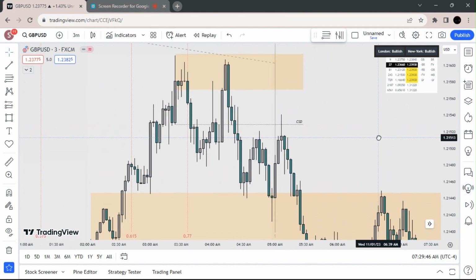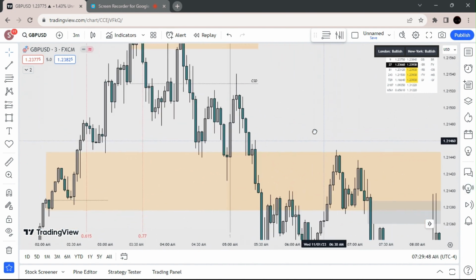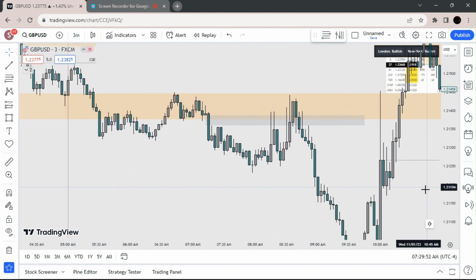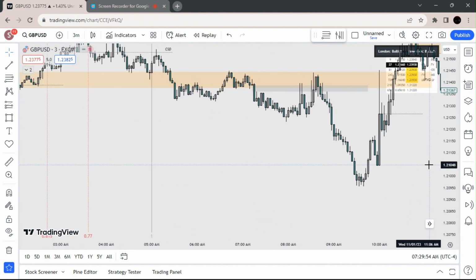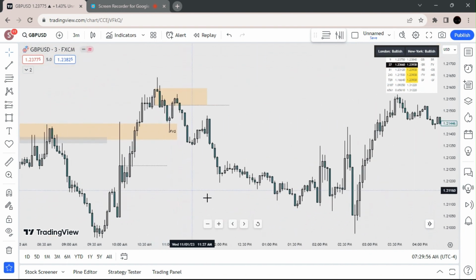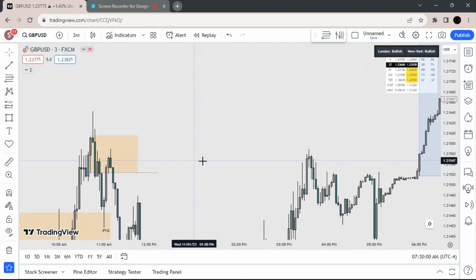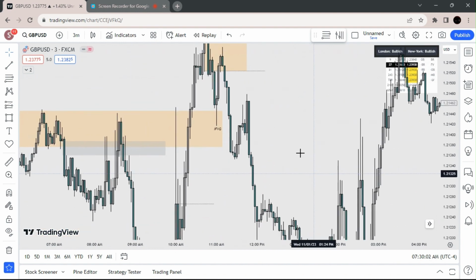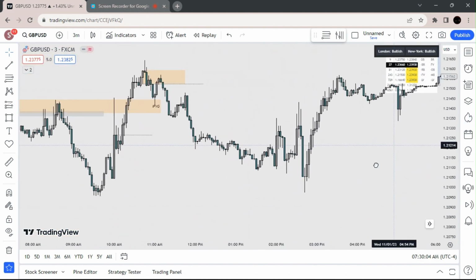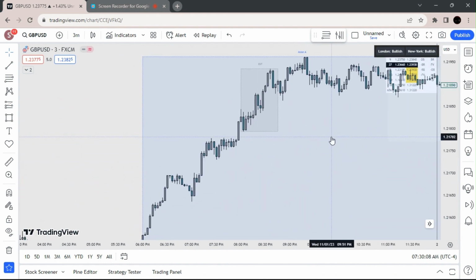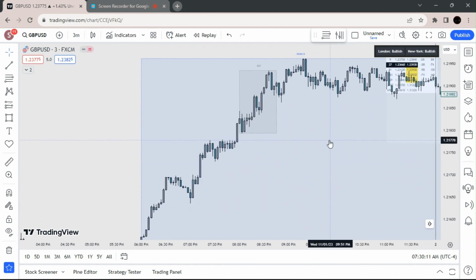Now, with fair value gap CSDs, it's a little tougher to spot at times, but you can also use them to enter from when price comes back down. I'm trying to find an example here. Don't really see one. Yeah, I don't really see a good one on GU at the moment.